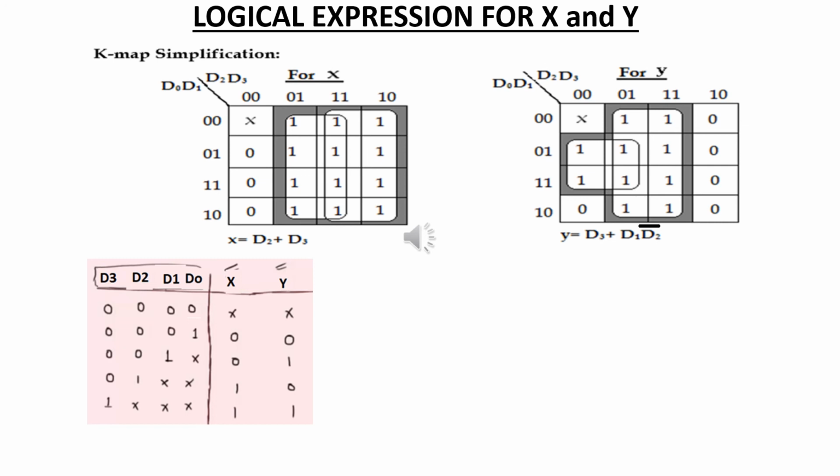After simplifying the K-map structure, you will get the expression for X as D2 plus D3. Similarly, for Y, the expression we obtain is Y equals D3 plus D1 into D2 bar.